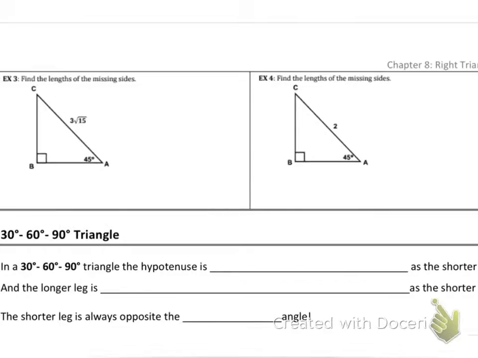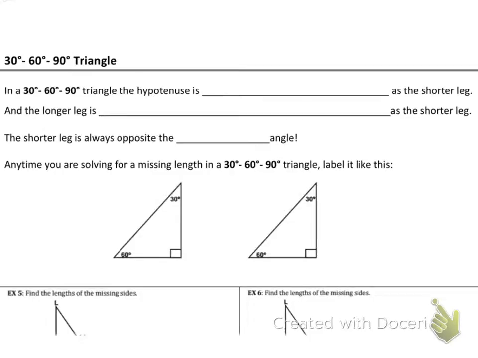I'm going to skip the next two examples because they're pretty much the exact same, just to give you some more time to be able to work. I want to jump right into our 30, 60, 90 triangle. Now in a 30, 60, 90-degree triangle, our hypotenuse is twice as large as the shorter side. So I put it is 2 times as long as the shorter leg.